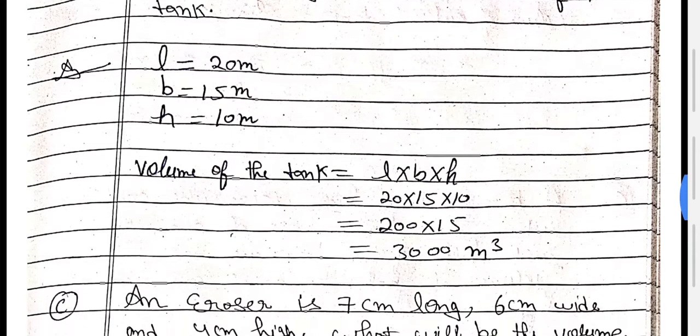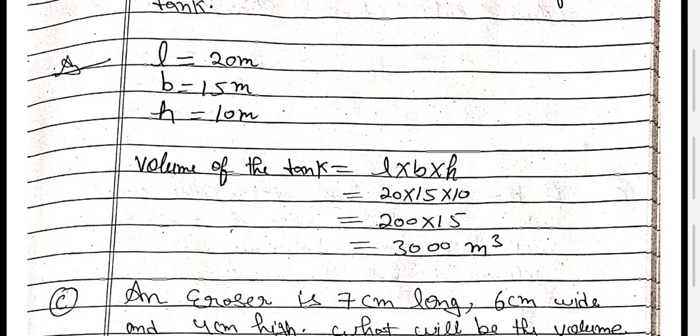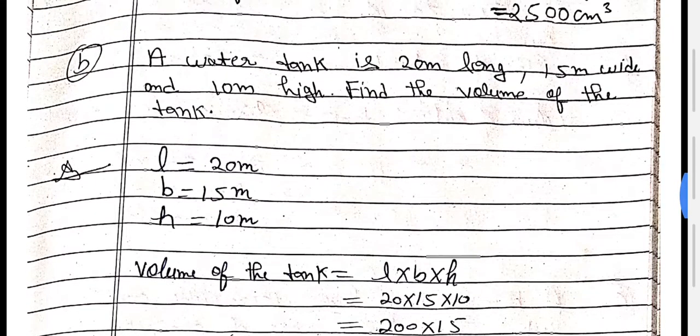Now simply you have to multiply. 20 10s are 200, 15 as it is. Now 15 2s are 30, 20 as it is. So your answer is 3000 meter cube. It is the volume of what? Water tank.